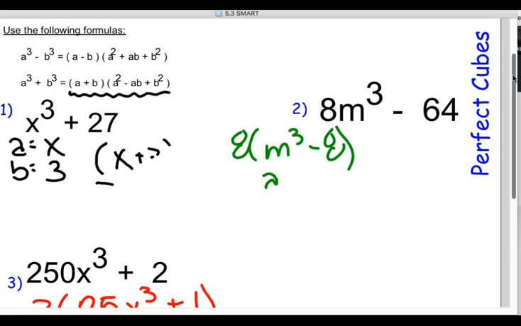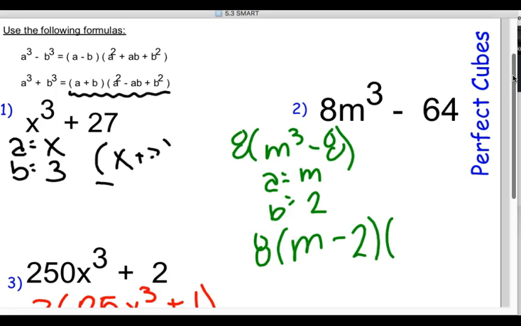Label your a and your b. So what's our a value going to be here? M. And then if it's an 8, what's your b value? It's just 2. Because this minus just tells you what formula you plugged into. So you're going to use the top one or the bottom one? Top. So it starts with an 8 in front. And then it's a minus b. So minus 2.